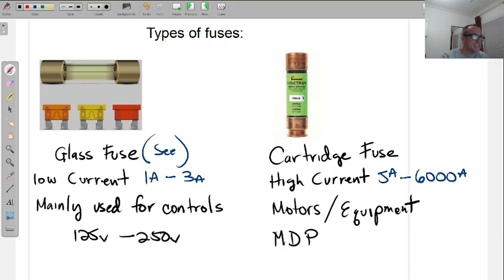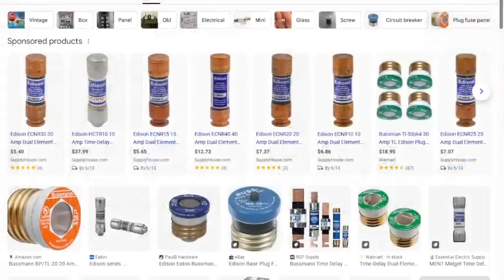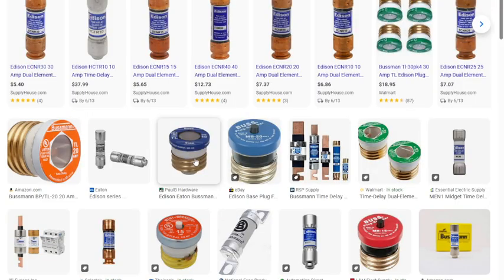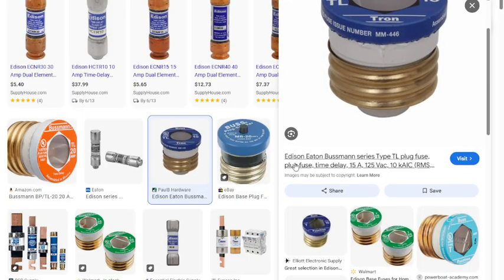It's called an Edison base fuse. You may have seen the little circle ones like here. You can see the name down here, Edison. Eaton is just a company, but it's a Bussmann.